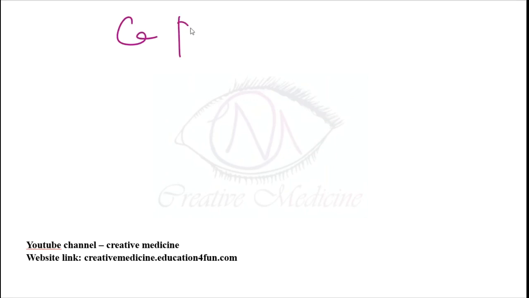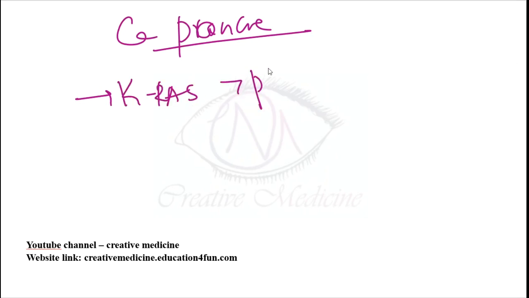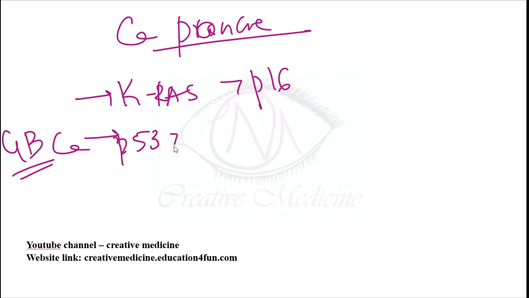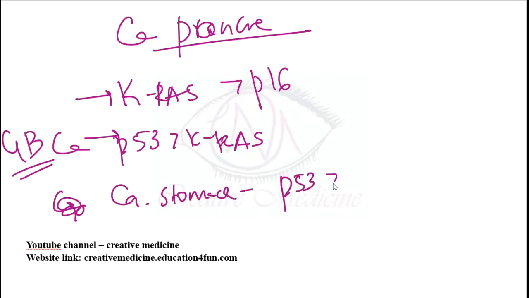Then the next important topic is carcinoma pancreas. The most common genetic mutation associated with carcinoma pancreas is KRAS mutation, more than P16 mutation. If you were asked the most common genetic mutation associated with carcinoma gallbladder, it is P53, more than KRAS. For carcinoma stomach, it is P53, more than COX2. So to recap: pancreas is KRAS more than P16, gallbladder is P53 more than KRAS, and stomach is P53 more than COX2.